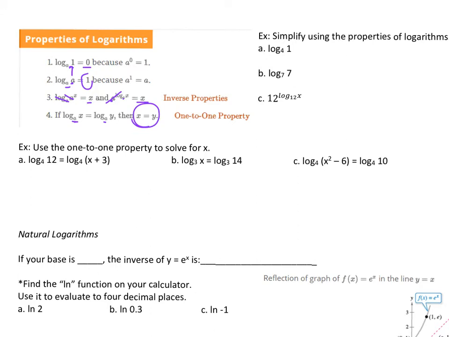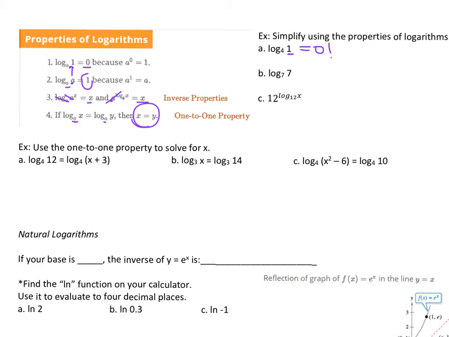Over on the right, it says simplify using properties of logarithms. Log base 4 of 1. Well, anytime you're taking the logarithm of 1, that's automatically going to be 0. That's a definition, so you don't even have to try to plug that into your calculator, which you couldn't do anyway since the base is 4.